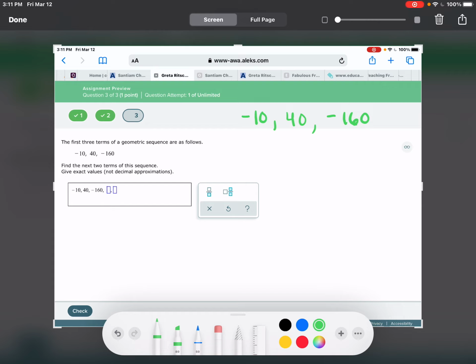We're always going to take this one divided by that one. Just go backwards. If we do negative 160 divided by 40, we would get negative 4. If we did 40 divided by negative 10, we'll get negative 4. So our common ratio is negative 4. And so we're just going to be multiplying here.